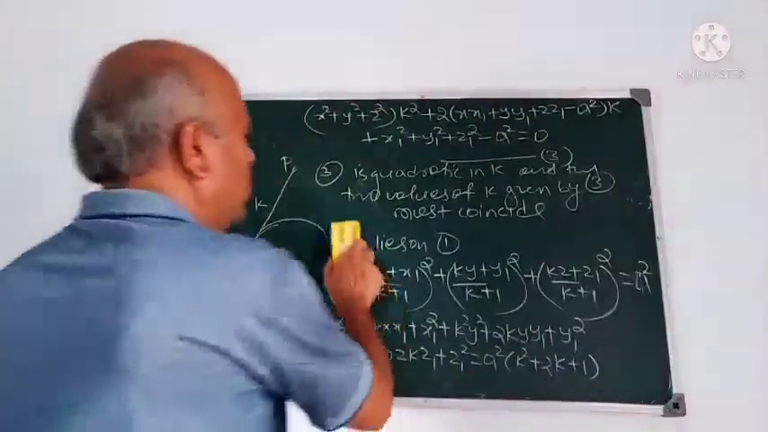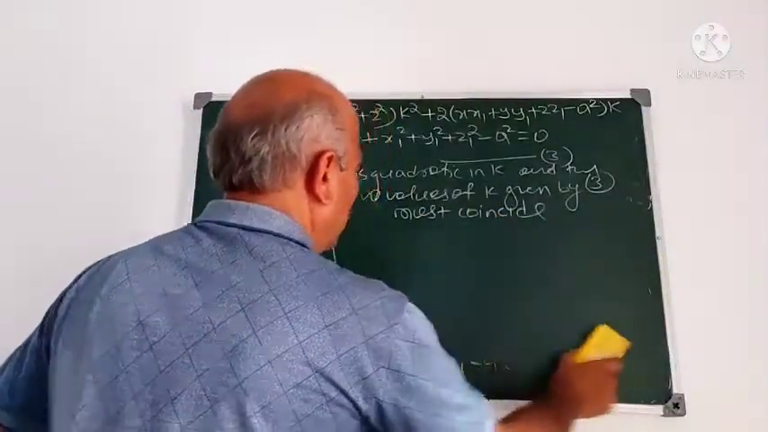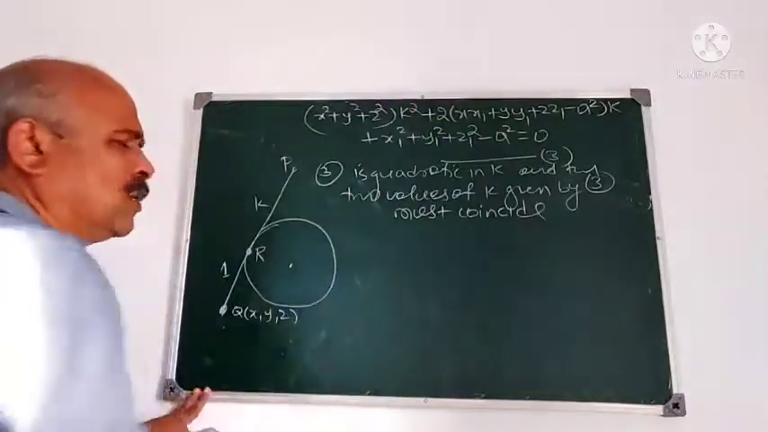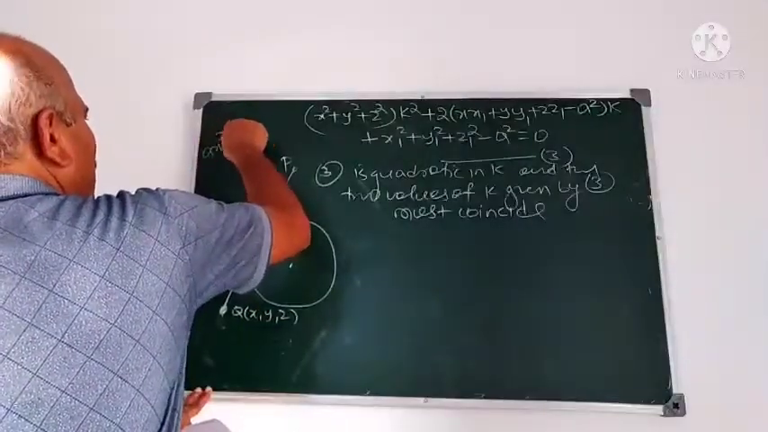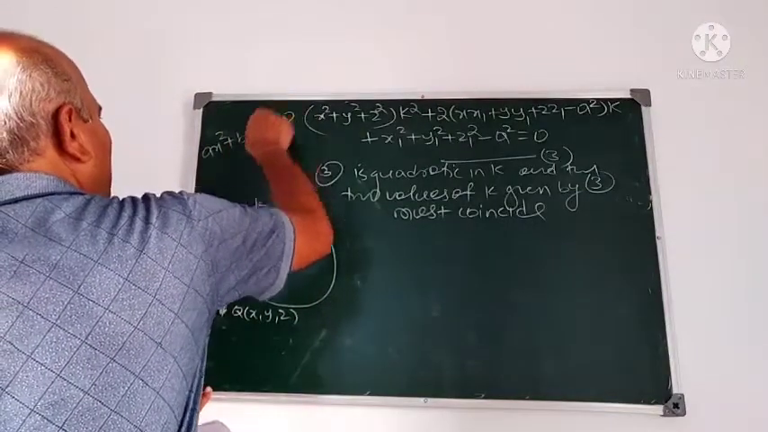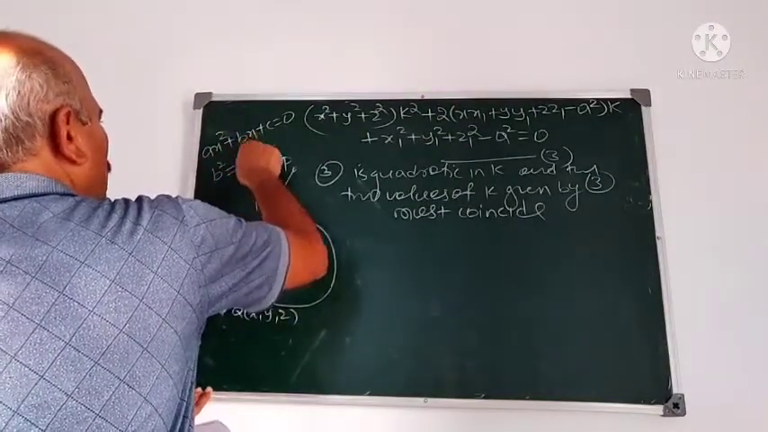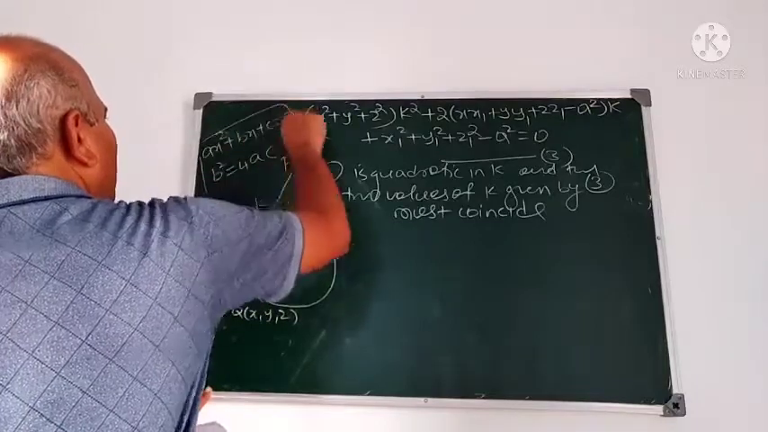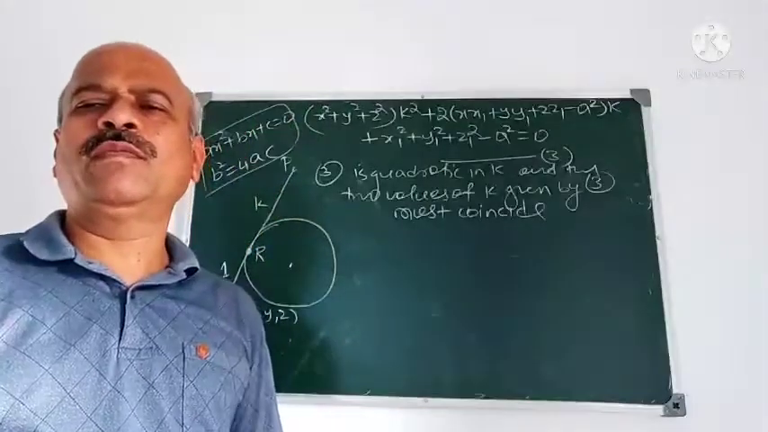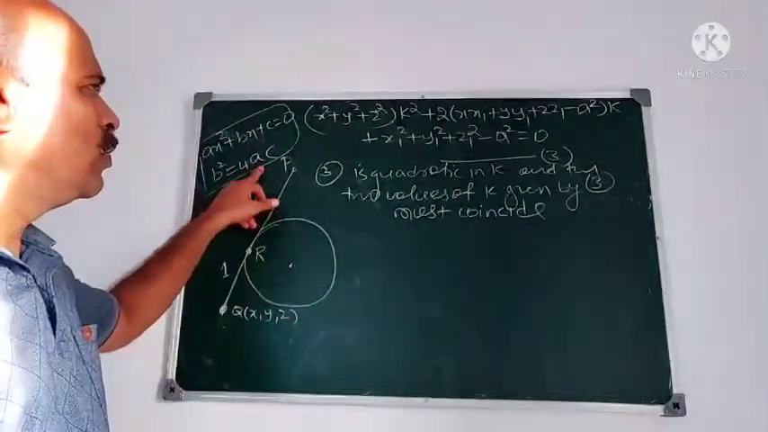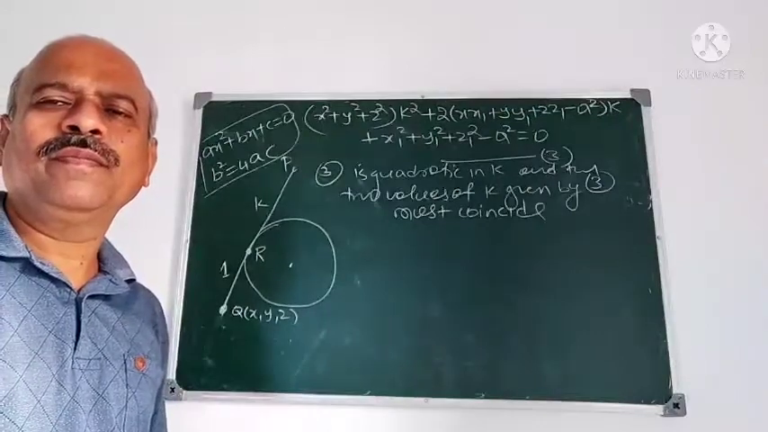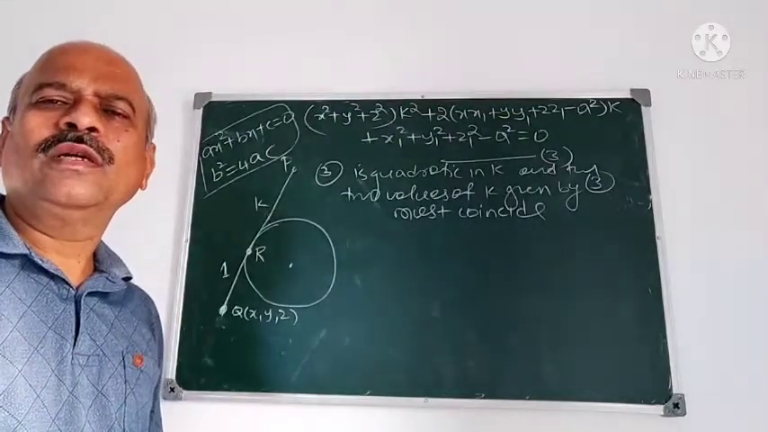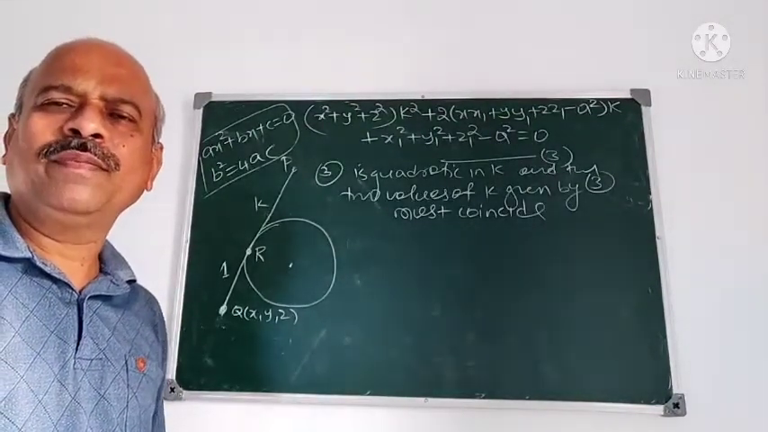When the two roots of the quadratic equation coincide, what is the general quadratic equation? a x square plus b x plus c is 0. When two roots coincide, the discriminant is 0: b square minus 4ac is 0, or b square is equal to 4ac. If the discriminant is 0, then the two roots coincide.